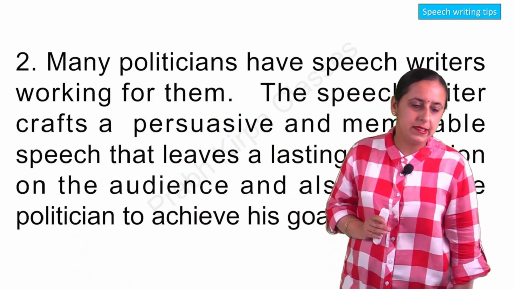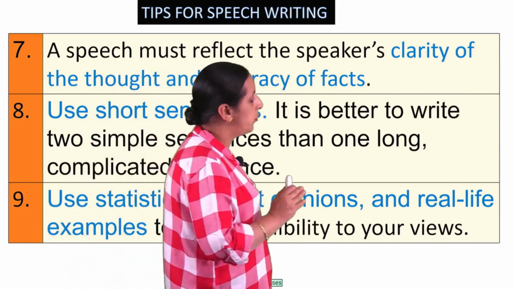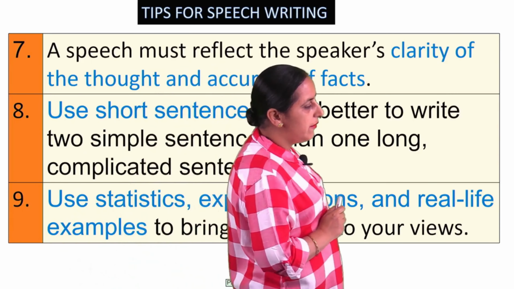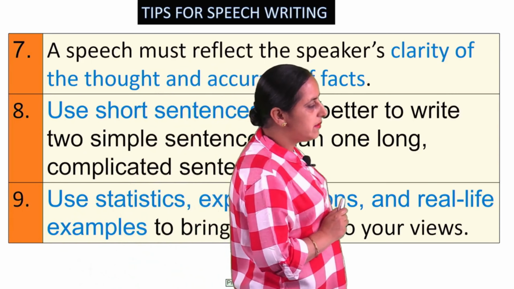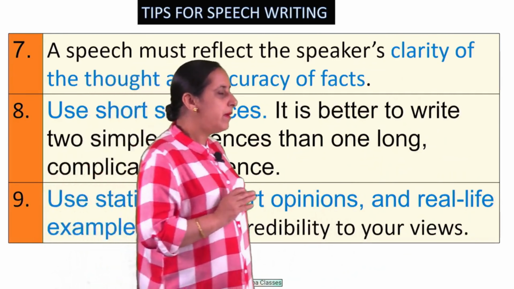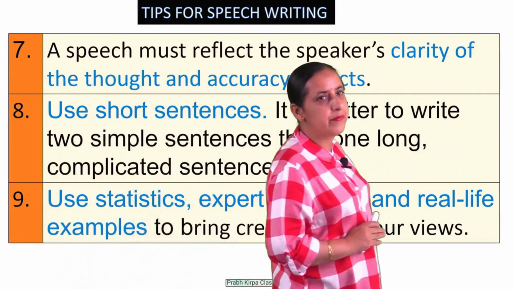Seventh, a speech must reflect the speaker's clarity of the thought and accuracy of facts. A speech that is unclear can confuse and disengage the audience. If a speech is based on inaccurate facts, it can damage the speaker's credibility and can also result in public criticism.